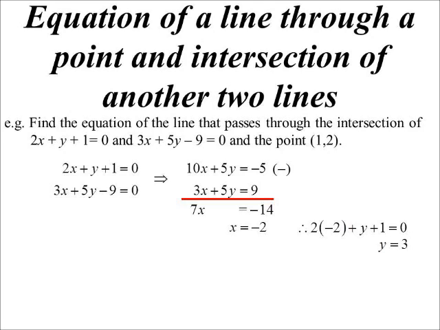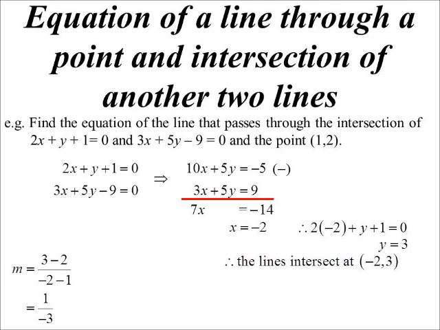So now the question becomes, what's the equation of the line that goes through the point (1, 2) and the point (-2, 3)? We can now use our point-slope formula. So the slope is minus a third, we have a point, we have a slope. Substitute it in and we get our line. I mean, it works, but it's a rather long way of doing it. There is a better way of doing it.